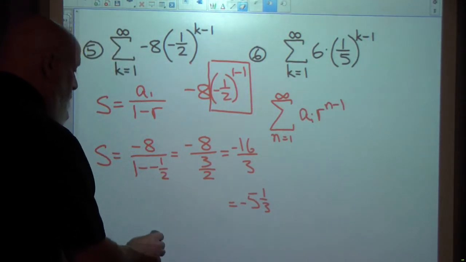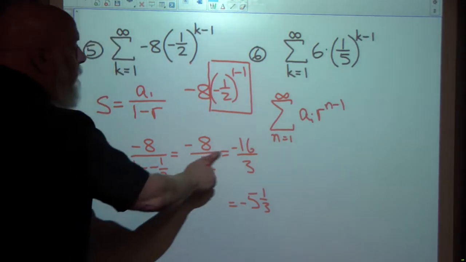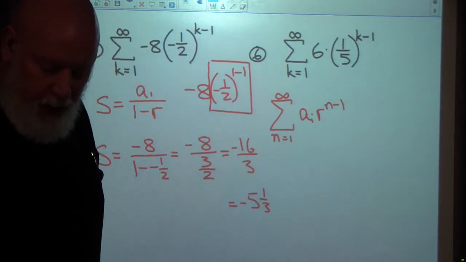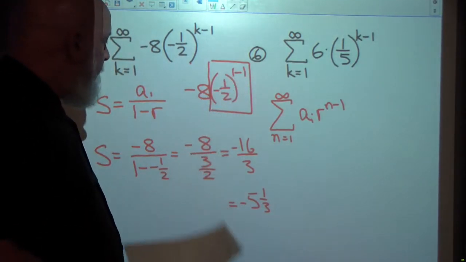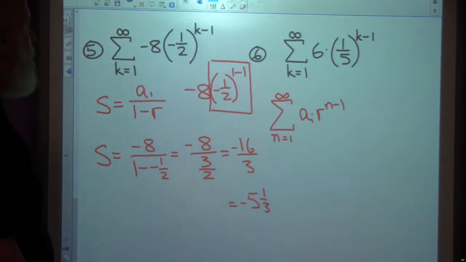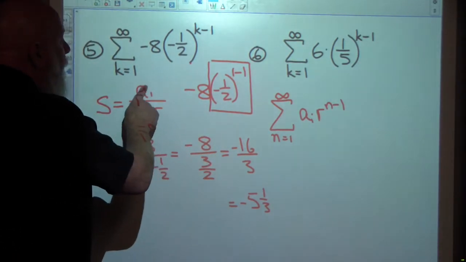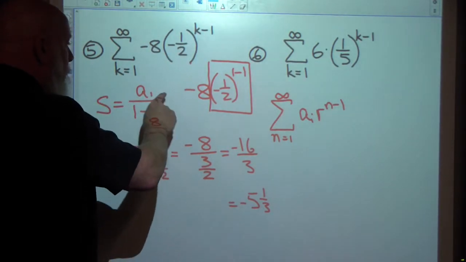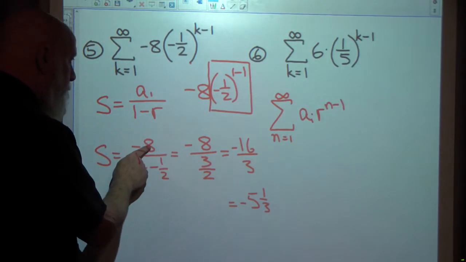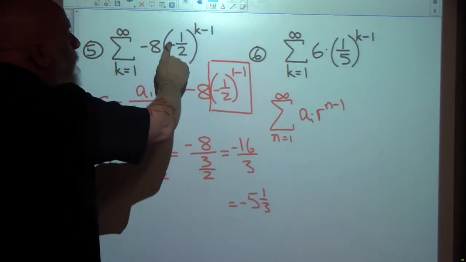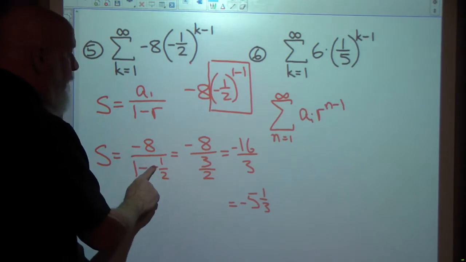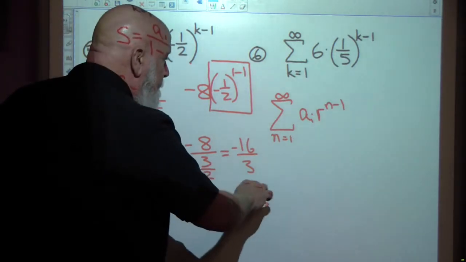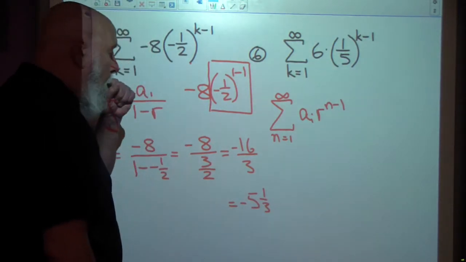Get rid of that scratch work right there. The infinite sum here will be either -16 thirds, which you can think of as -5 and 1/3. Either way is fine. And let's see if I got it right. -16 thirds, yay! So we just found a sub 1 by plugging in a 1 here and then doing the arithmetic. That gave us a sub 1 right there, -8. And then I plugged in r, which is this number here, 1 minus -1/2. Double negative is positive. 2 halves plus 1/2 is 3 halves. Did the arithmetic, came up with the infinite sum.